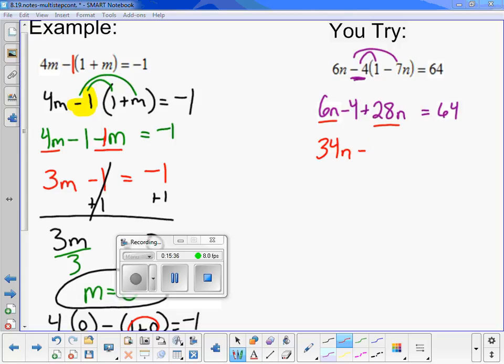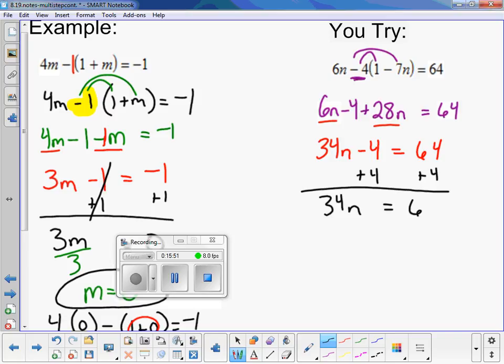Get 34n, bring down the minus 4, equals 64. And now I have multiplication and subtraction. So to move the subtraction first, we do the opposite to both sides. And then 34 times n, so we do division to undo it. So n equals 2, or at least I think that's what my answer is.